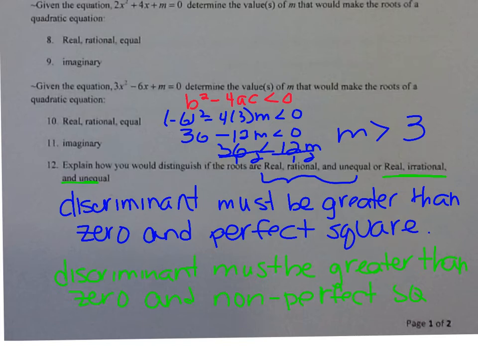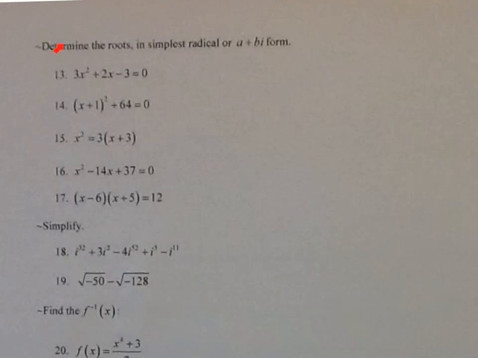Okay, so let's flip it over and we'll take a look at the rest of the practice problems. Number 13 says determine the roots. So we're solving the quadratics in simplest radical or a plus bi form. We have to make sure that we go with the answer as far as we can with the radicals or any negatives that are there. All right, so let's take a look at number 1. I have 3x squared plus 2x minus 3 equals 0. The first thing I want to check is if it's factorable. When I multiply first times last, the product is negative 9. There are no numbers that multiply to negative 9 and add to 2.